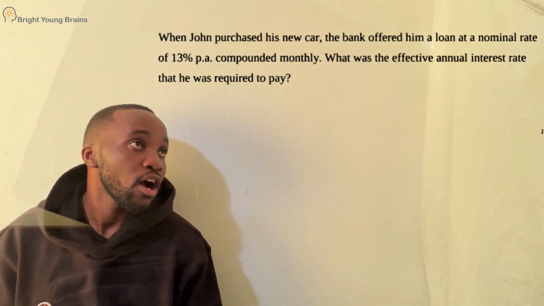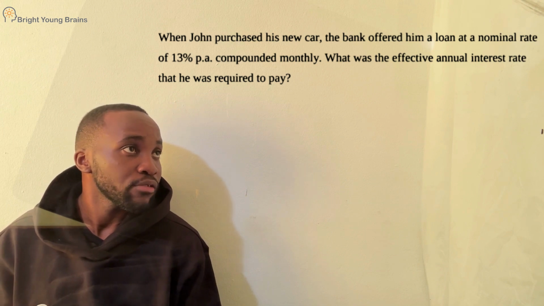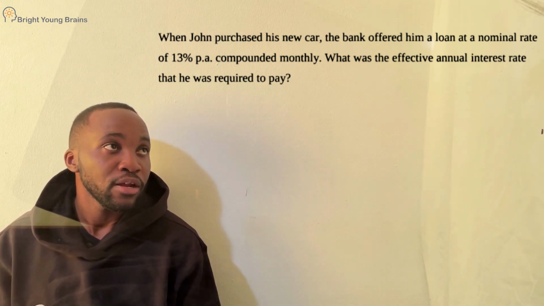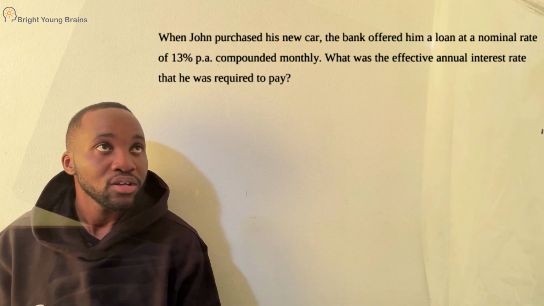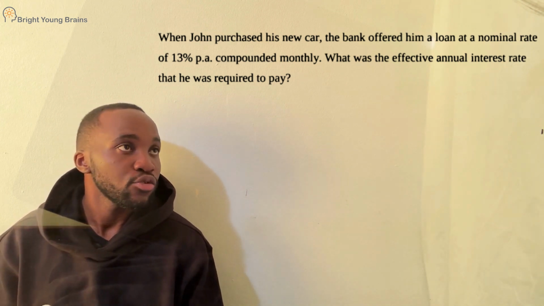This question says the following. When John purchased his car, the bank offered him a loan at a nominal rate of 13% per annum compounded monthly. What was the effective annual interest rate that he was required to pay?